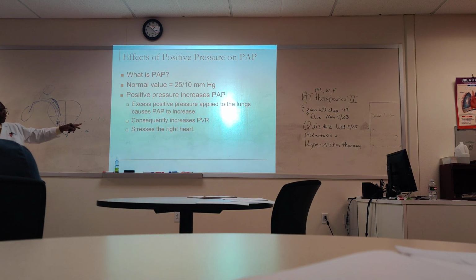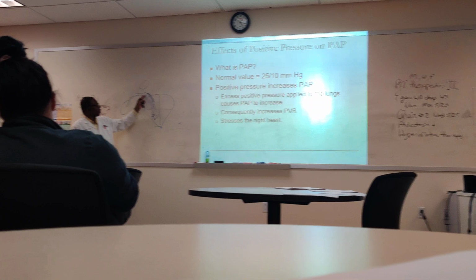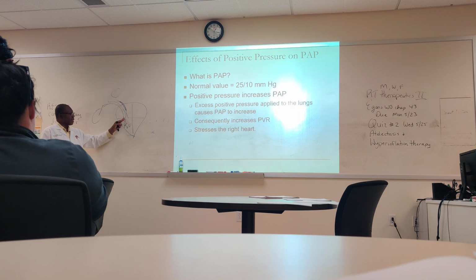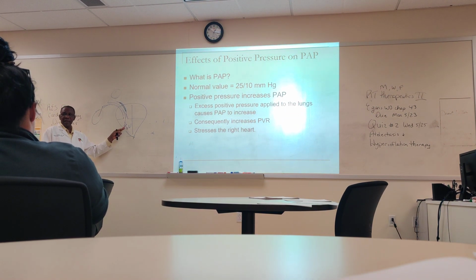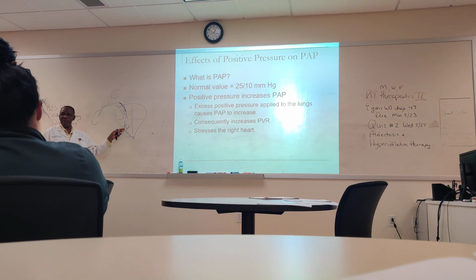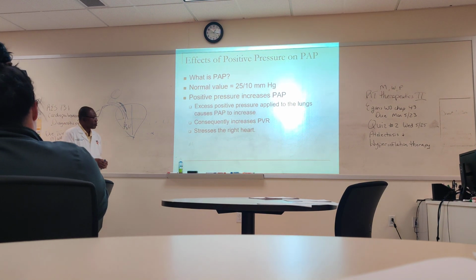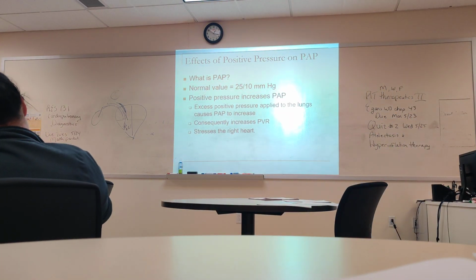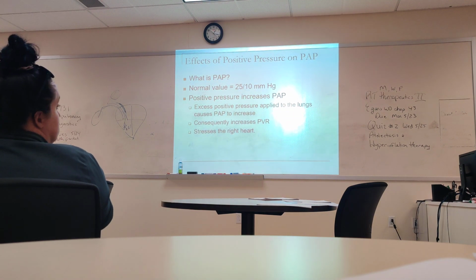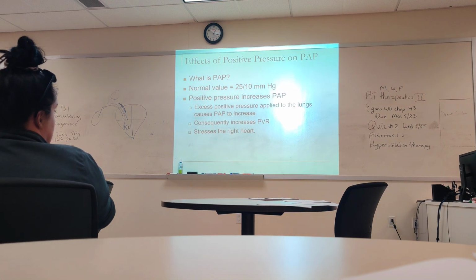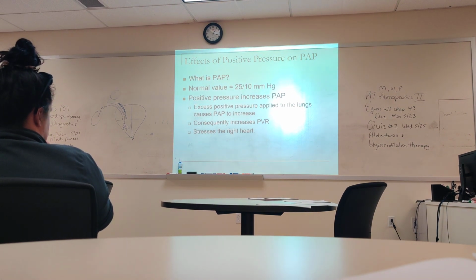So that's what we're saying there: if the PAP pressure goes up in here, meaning that the diameter of this has decreased, then the resistance that the ventricle has to work against will also increase. And then that will stress out the right heart. Okay? You end up having cor pulmonale. So we'll talk more about that in the hemodynamic course, but just know that if your PAP pressure goes up, the resistance that the right heart has to work against also goes up. Okay? Any questions about that?